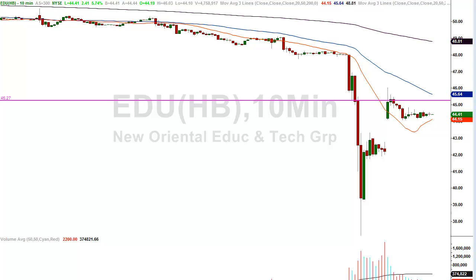Right now, let's take a look at a morning gap trade in EDU, New Oriental Education and Tech Group. In order to identify a specific level where a stock is likely to have a price reaction in the other direction, we have to have a methodology. In the course, I teach the methodology on how we can come up with the most likely area where a stock is likely to have a price reaction in the other direction. You see a horizontal line running across the screen, $45.27.